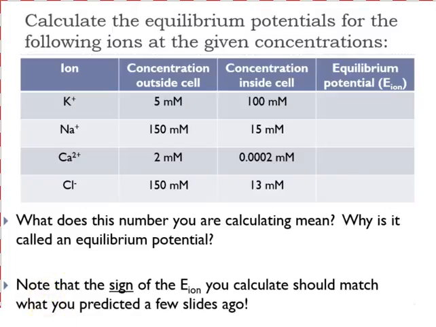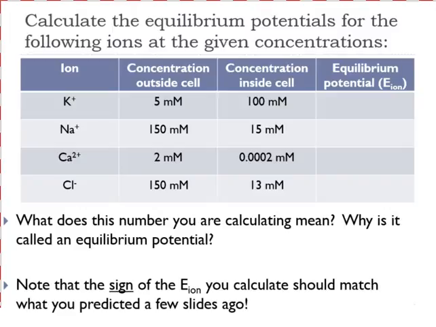So for the first one, for potassium, I'm just rewriting that formula, but I'm plugging in the numbers. The equilibrium potential of the potassium ion is equal to 61.54 millivolts divided by the charge Z, which is +1 for potassium, times the logarithm of the concentration outside, which is 5 millimolar, divided by the concentration inside, which is 100 millimolar. Okay, so that's the setup.